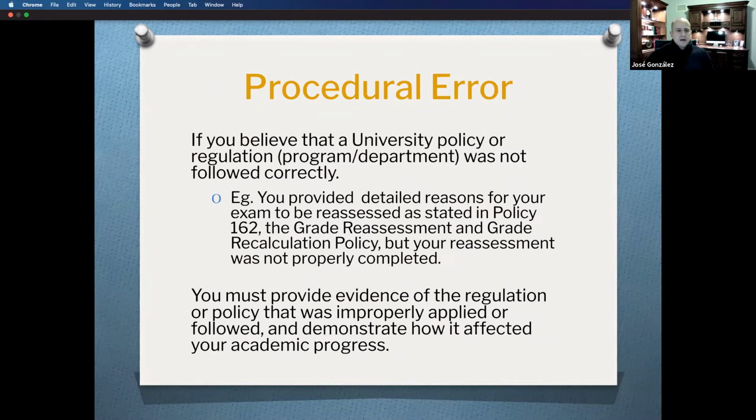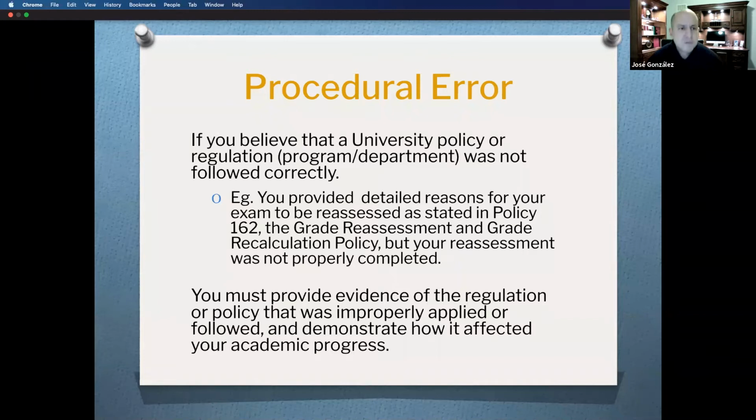So the next ground is procedural error. You can rely on this ground, again, for grade appeals or for standing appeals, if you believe that the university or the instructor didn't follow any procedure or any university policy.